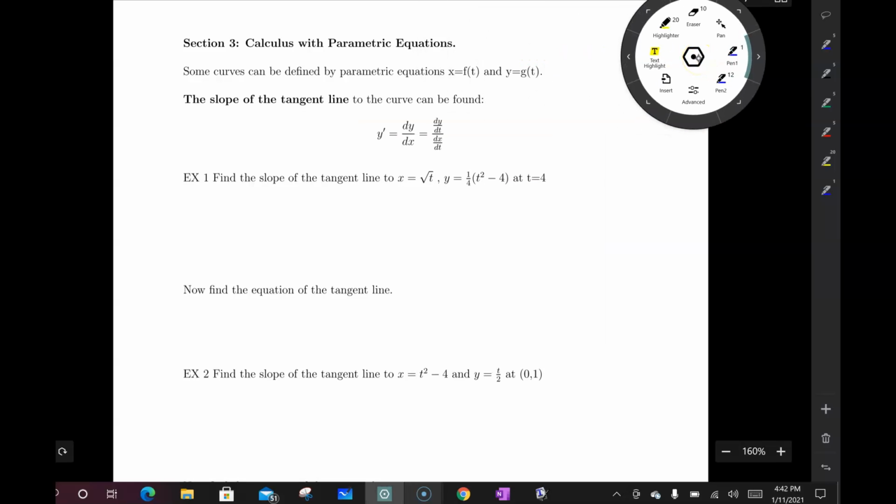All right, so now we're going to move on to calculus with parametric equations. Parametric equations means x is in terms of t and y is in terms of t. So how we're going to find the slope, because that's what we like to do, right? We did first with calculus is find dy over dx, and dy over dx is really just defined as dy over dt over dx over dt.